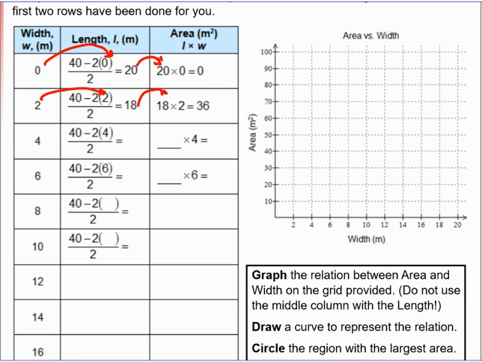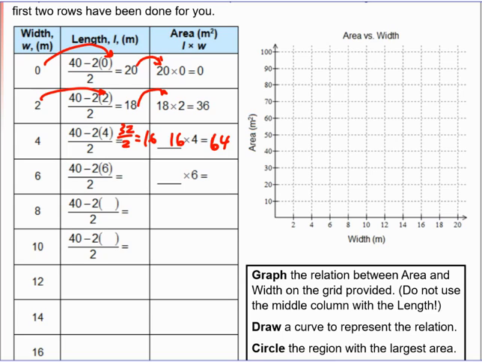Now we've got to use our calculator. And so we'd have to do 40 minus 2 times 4, which is 8. So 40 minus 8 is 32. So 32 divided by 2 is 16. Well, 16 goes here. 16 times 4 is 64. Okay. Pause the video, try a few of these on your own, and then start it up again. We'll take them up together.